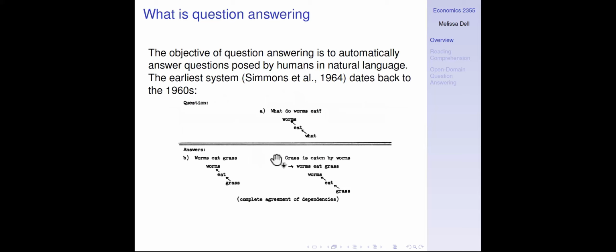Okay. And so the objective of question answering is to automatically answer questions posed by humans. The earliest system for question answering dates all the way back to the 1960s. I'm sure the system did not do a great job.